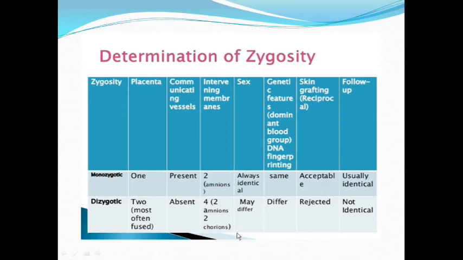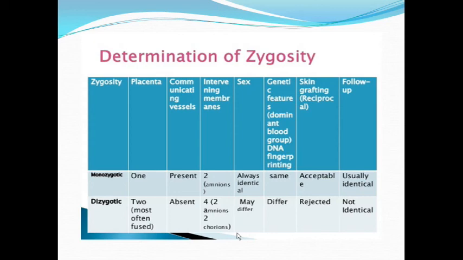Sex in monozygotic twins will always be identical. Blood group will always be identical. In dizygotic twins it may differ or it may be similar. Blood group is always identical in monozygotic twin, but in dizygotic twins it may differ or may be similar. Genetic feature is same in monozygotic twin, while in dizygotic twin it will be different.